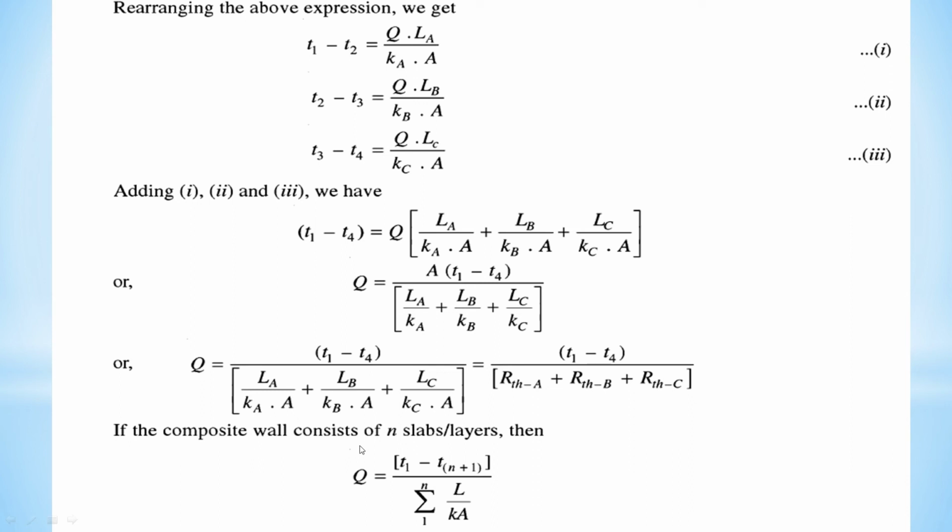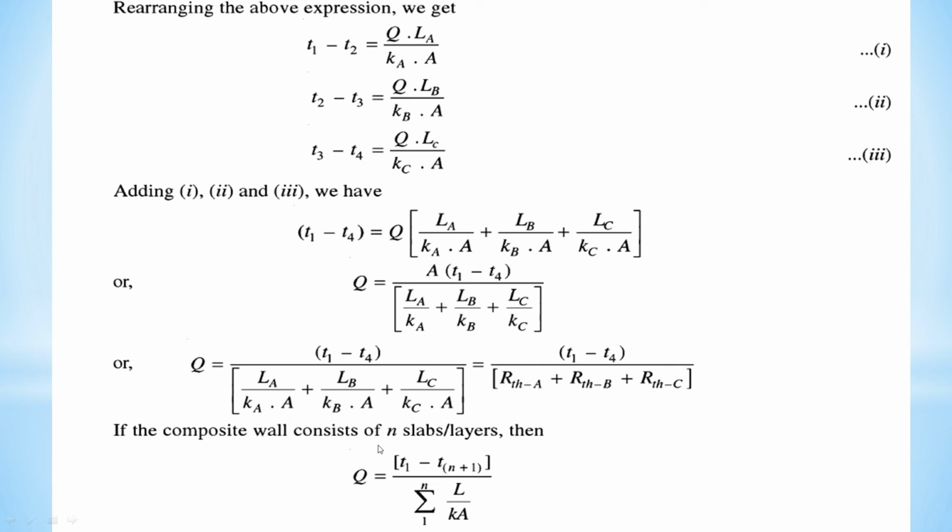If the composite wall consists of n slabs per layer, then Q equals T1 minus T(n+1). Here you can see that the temperature at the outer surface has a number that is 1 more than the number of slabs. If the slab count is 4, then T1 minus T5. If the slab count is 6, then T1 minus T7. Here we are considering only 3 slabs, so T1 minus T4. So we can say that the temperature at the outer surface is n plus 1.